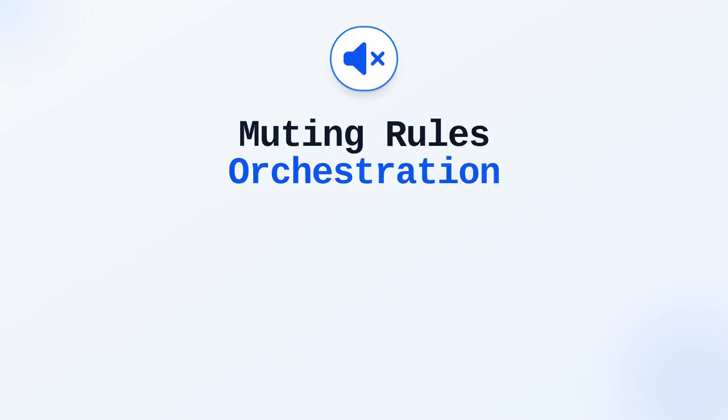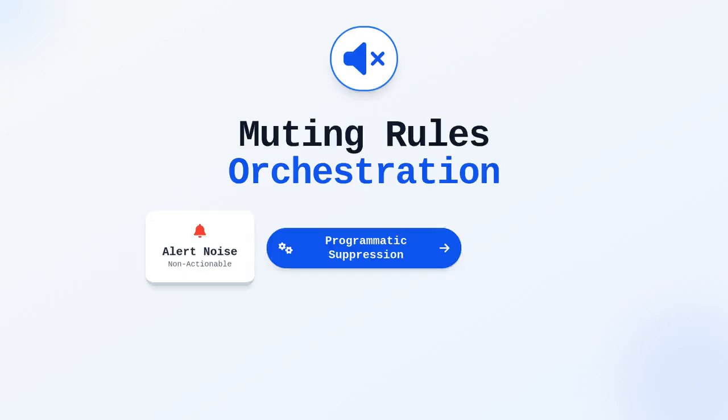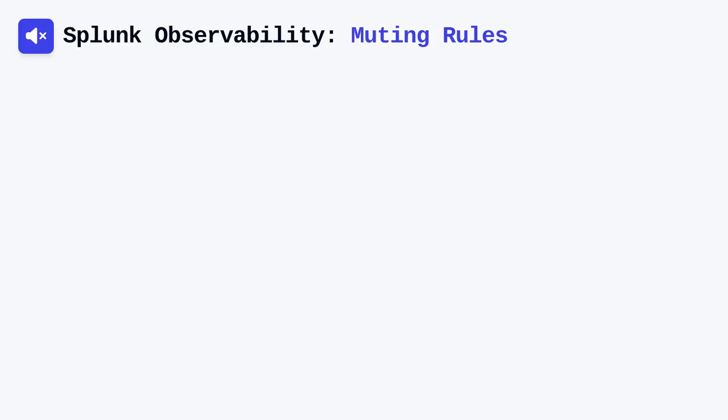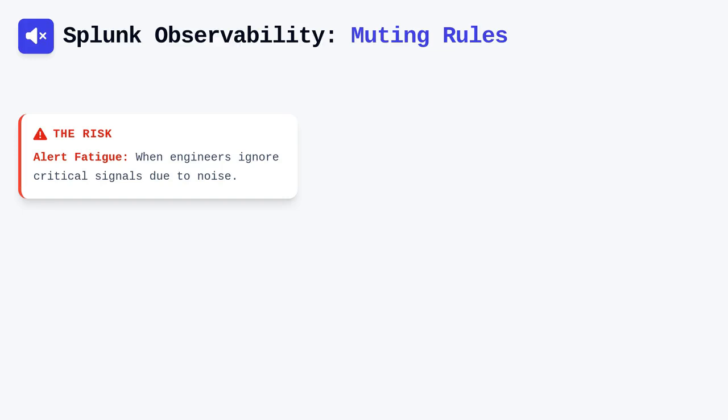Welcome to the chapter on muting rules orchestration, where we will examine how to programmatically suppress non-actionable alert noise during planned environmental changes. In any sophisticated observability architecture, the inability to silence alerts during maintenance windows leads directly to alert fatigue, a state where engineers essentially train themselves to ignore critical signals.